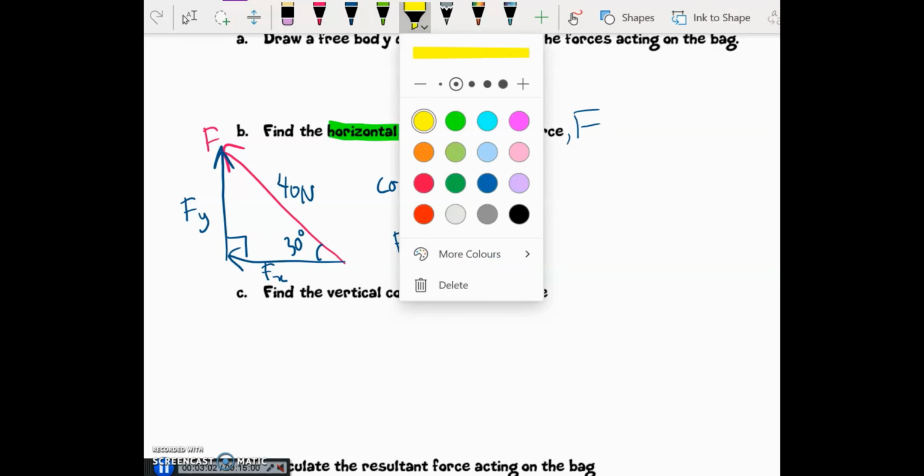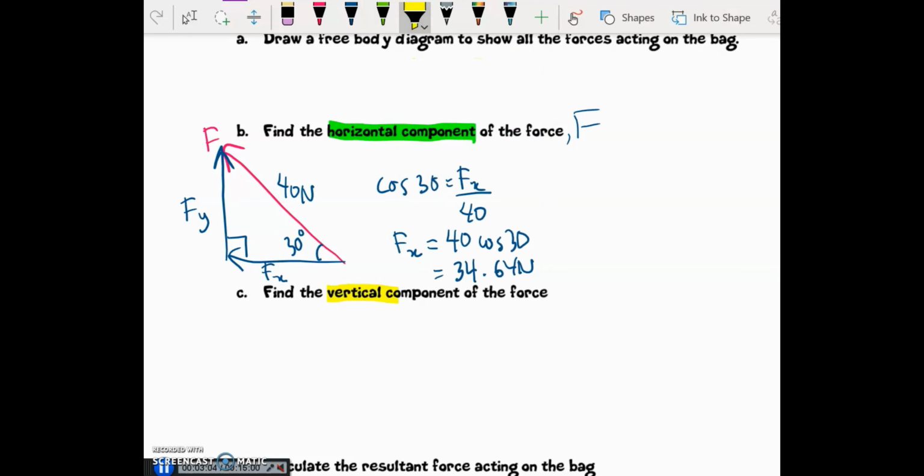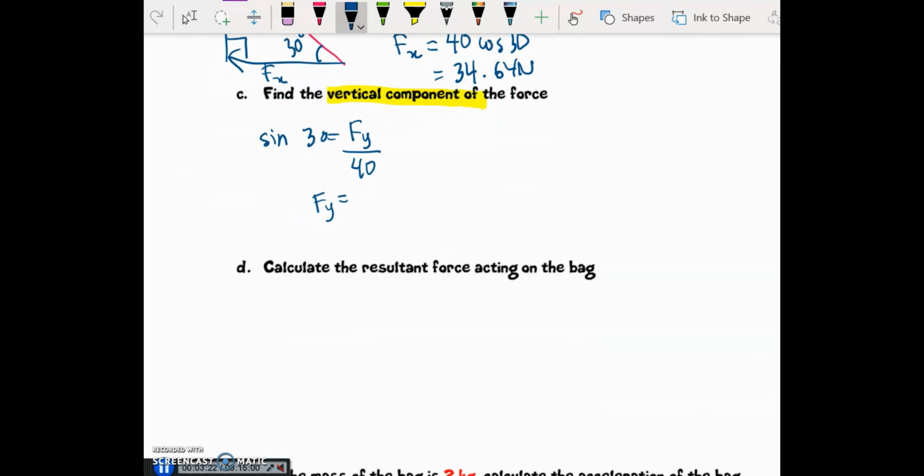Next, find the vertical component of the force. For this one, you are going to use sin 30, because sin 30 is the opposite component, Fy, over the hypotenuse 40. So Fy is 40 sin 30. Use your calculator and you will get 20 Newton.